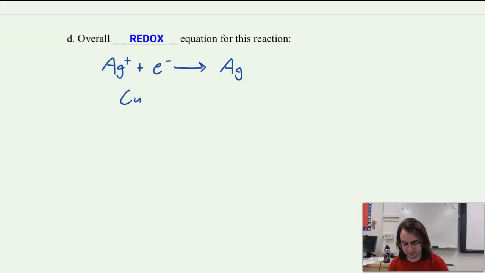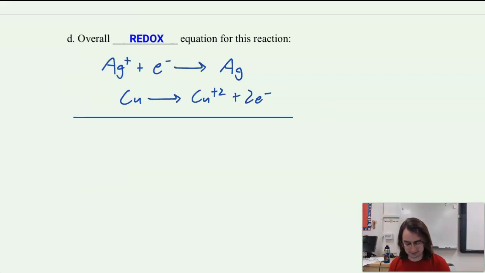And then we have copper, which is going to become copper plus 2 and 2 electrons. And I want to add these 2 things together. But before I do that, I want to make sure that my electrons cancel, because you might remember this from previous in the class, but we never really want to have electrons in our balanced chemical equation. So I'm going to manipulate these equations to make sure that the electrons cancel.